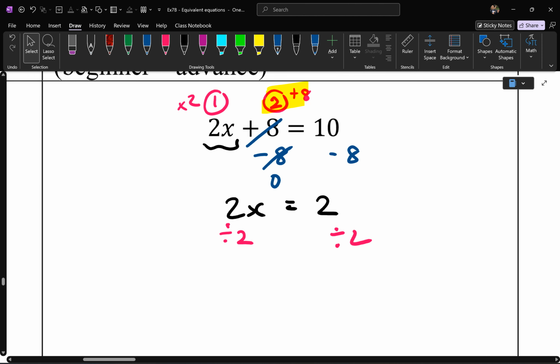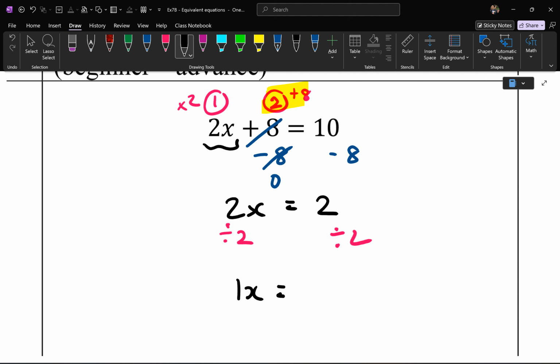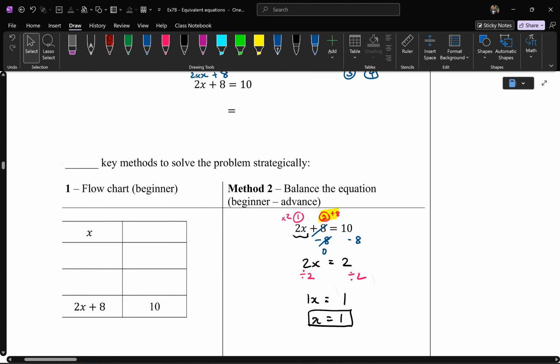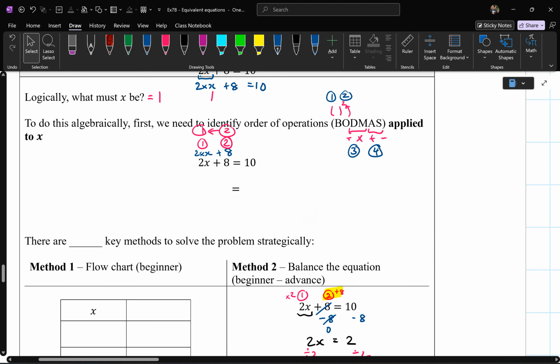So let's divide 2 on both sides. What's 2 divided by 2? 1. So you can write it as 1x is equal to 2 divided by 2 again is 1. But we don't write 1x. We're too lazy. What do we write? X. So x equals 1. Now that's what we guessed before, wasn't it? We guessed it was 1.